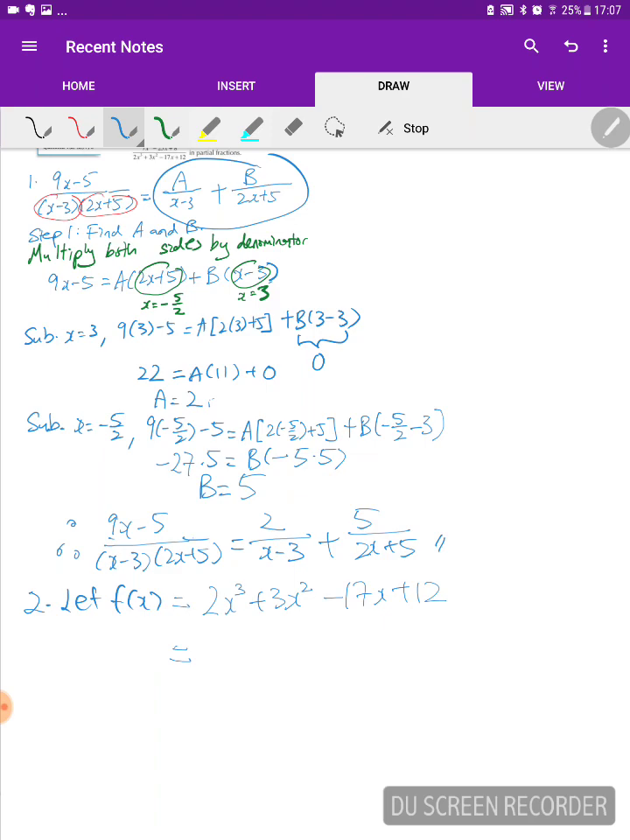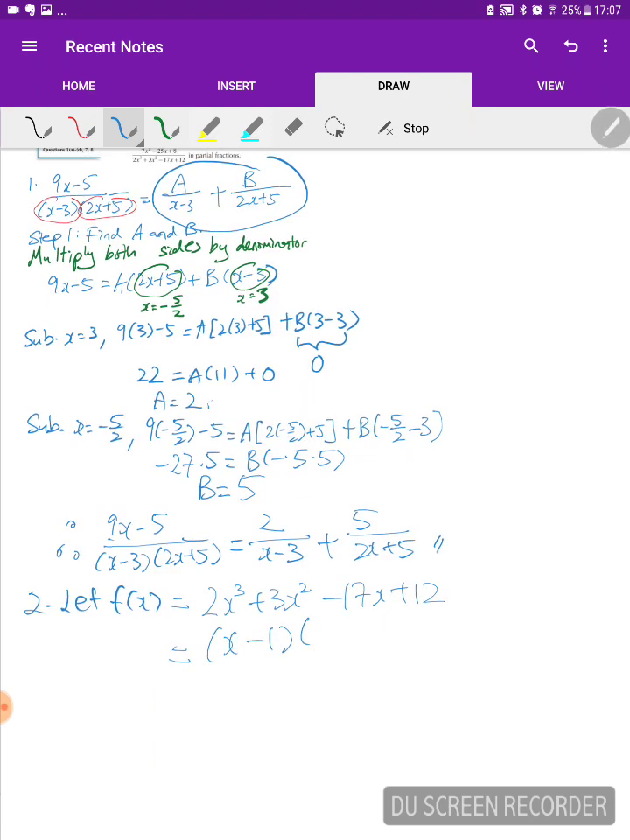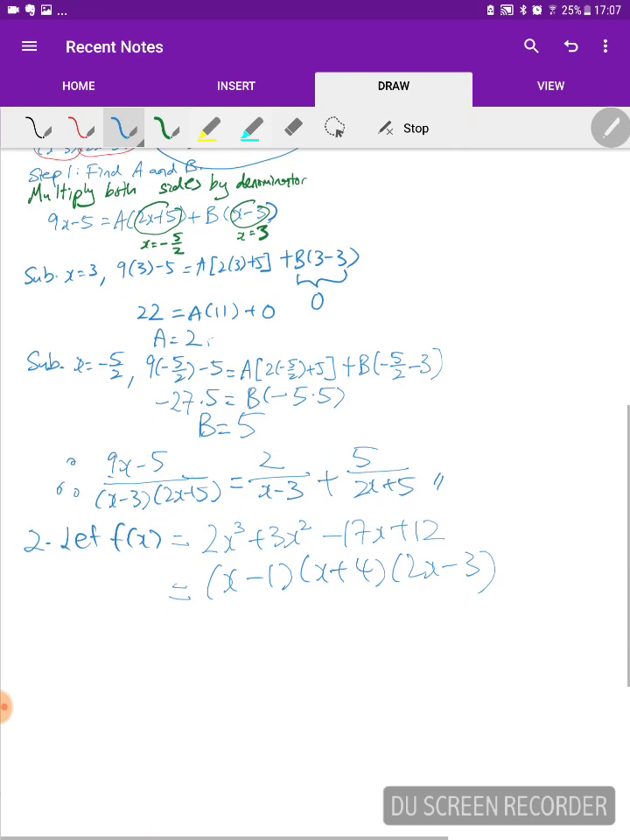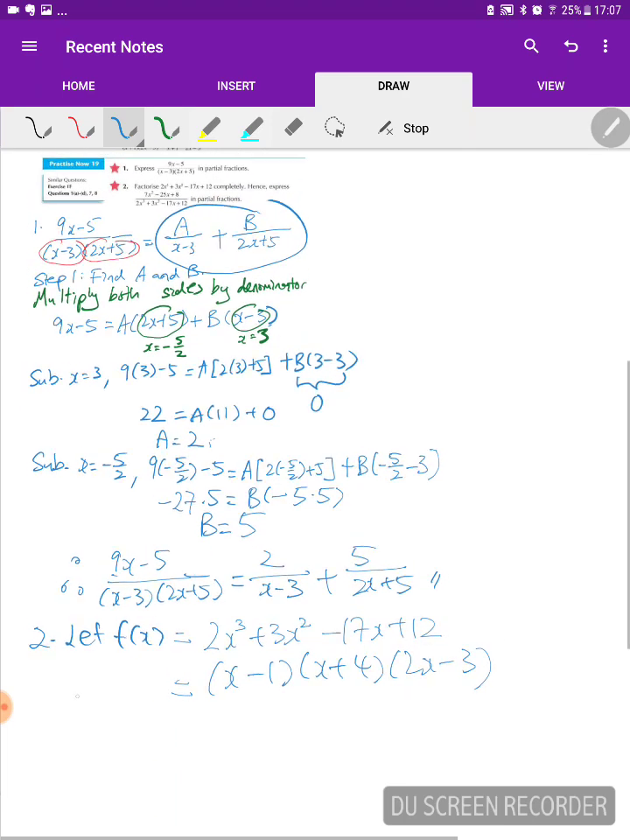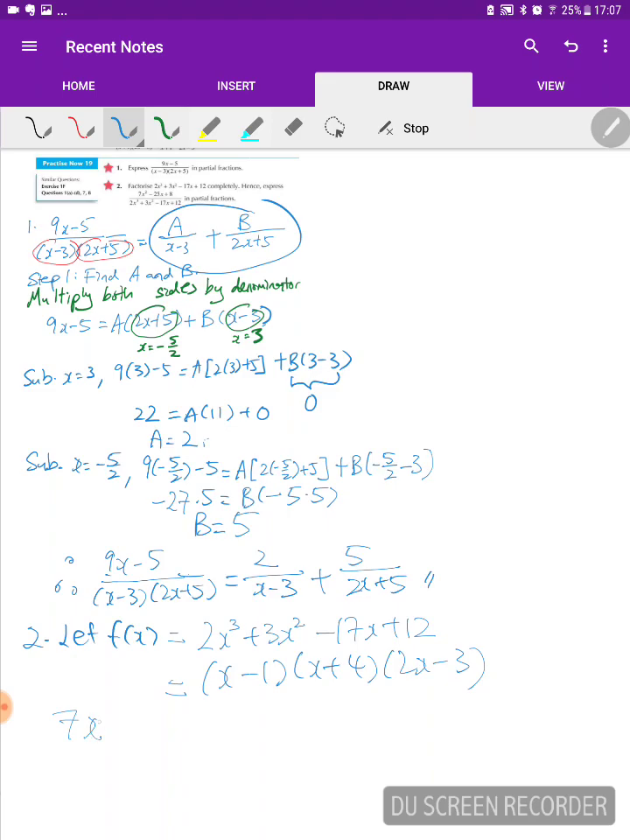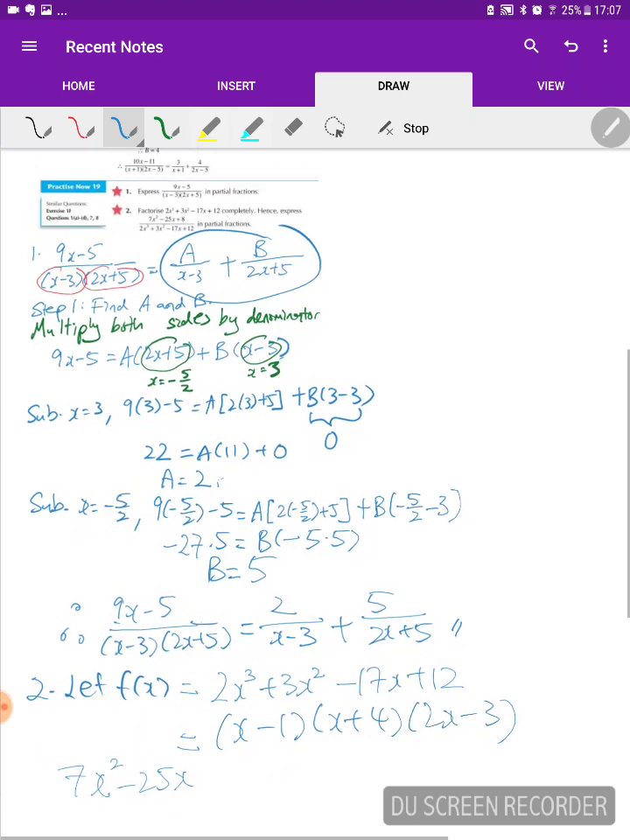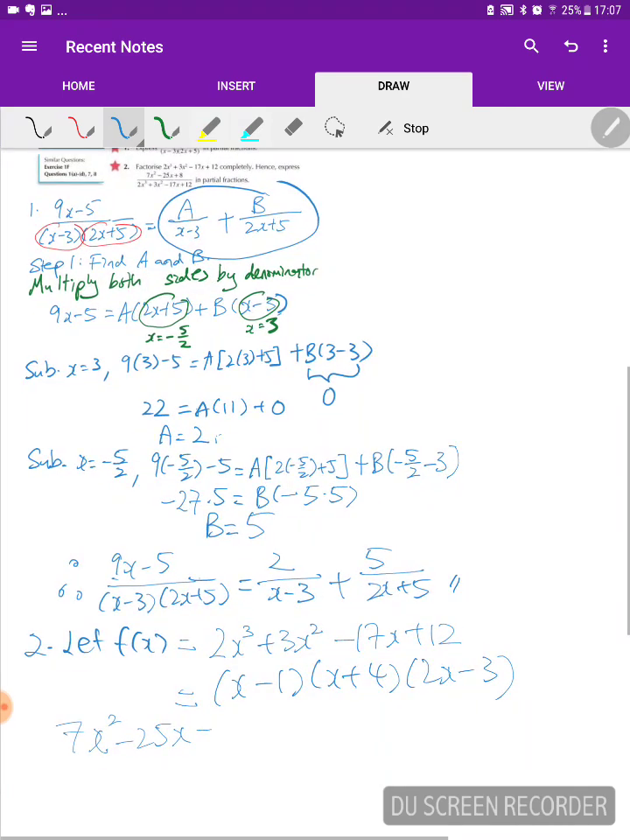3 factors. Okay, I'm going to skip the steps. It's x minus 1, x plus 4, 2x minus 3. Okay, so this one is a recap of what you learned previously. So now express them as partial fraction: 7x squared minus 25x plus 8 over (x minus 1)(x plus 4)(2x minus 3).